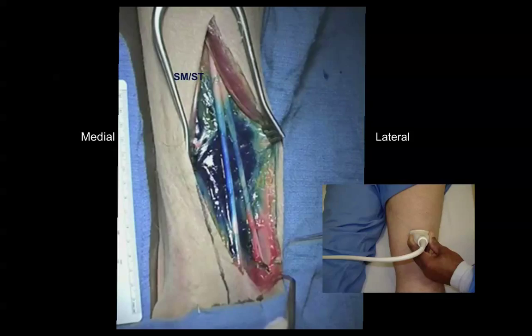So here's semimembranosus semitendinosus medially, biceps femoris laterally, and we see a wide distribution of dye around the tibial and peroneal nerves extending from the bifurcation all the way up to the confluence where the sciatic nerve is, from a single injection point.